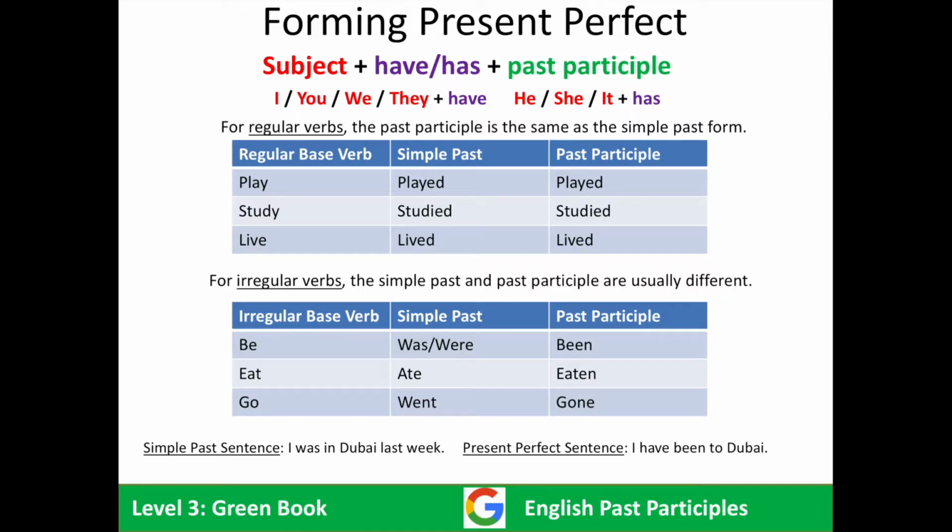A few examples. In the simple past sentence, I was in Dubai last week. In the present perfect, we would write it as, I have been to Dubai. Take a moment, pause the video, and look at the structure of the sentence. Practice writing a few of your own.